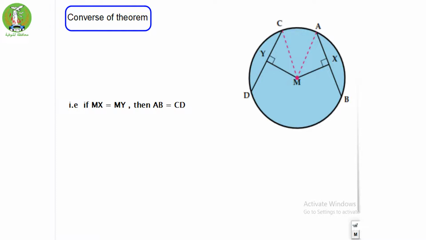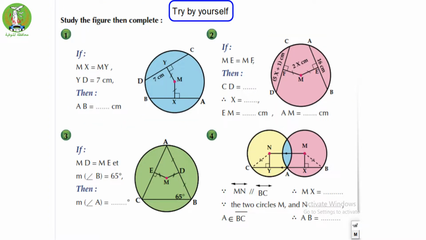Converse of the theorem. If M is a circle and MX equals MY, then AB equals CD. If the distances are equal in the circle, then the chords are equal in length. That means if MX equals MY, then AB equals CD. Try by yourself, study the figure, then complete.